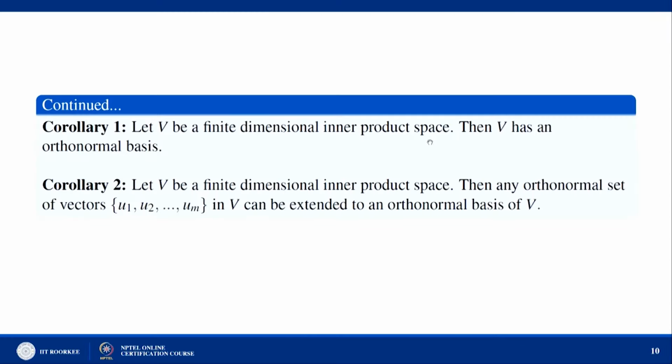Now, these are some results from this. If V is a finite dimensional inner product space, then it always has an orthonormal basis, which is very easy to show. A finite dimensional vector space has a finite basis, say u1, u2 up to un, if it is an n dimensional vector space. Using the Gram-Schmidt process, we can always find an equivalent orthonormal set of vectors. So, that means there exists an orthonormal basis of a finite dimensional inner product space.